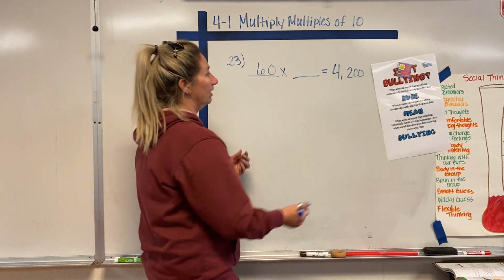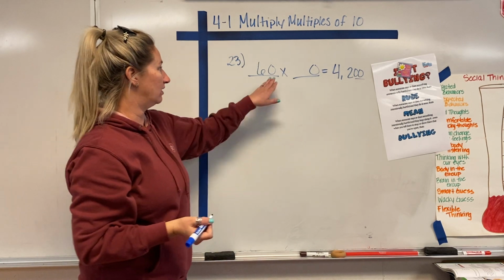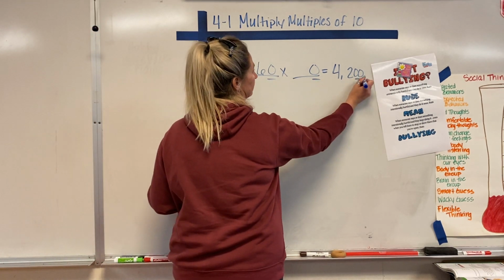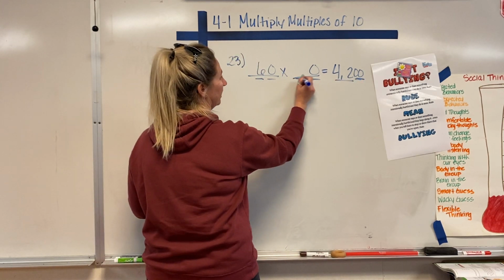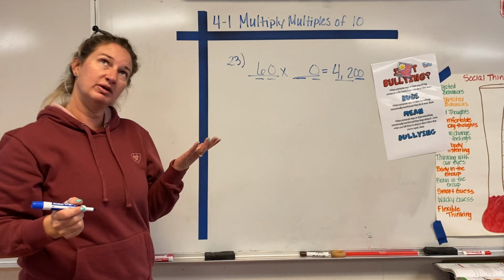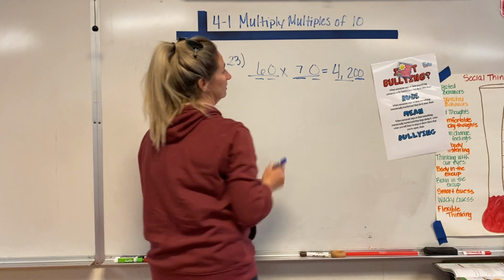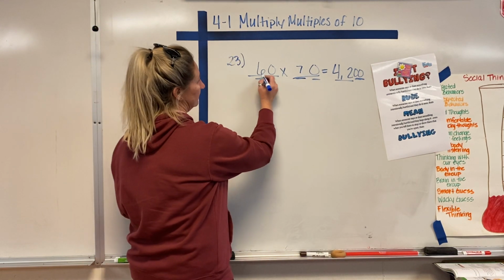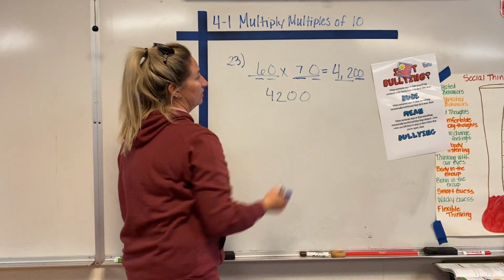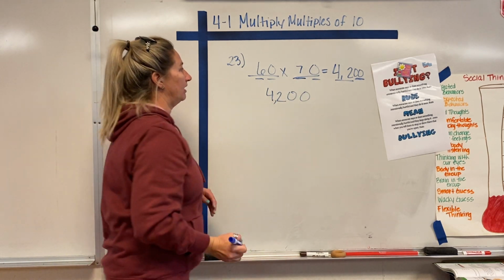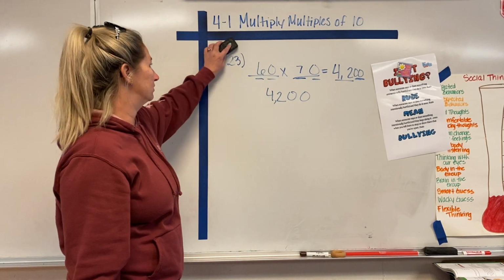Okay, so I'm going to look at the 2 zeros, and now I need to have another 0. Okay, so I'll have a 0 and a 0 for these. Then I'm going to look at 42. 6 times blank is 42. So think about my multiplication facts. You can look on your multiplication chart if you need to. 6 times 7 is 42. So 60 times 70, 6 times 7 is 42, and 2 zeros is 4,200. Okay, so that's number 23. And then we're going to do number 24.